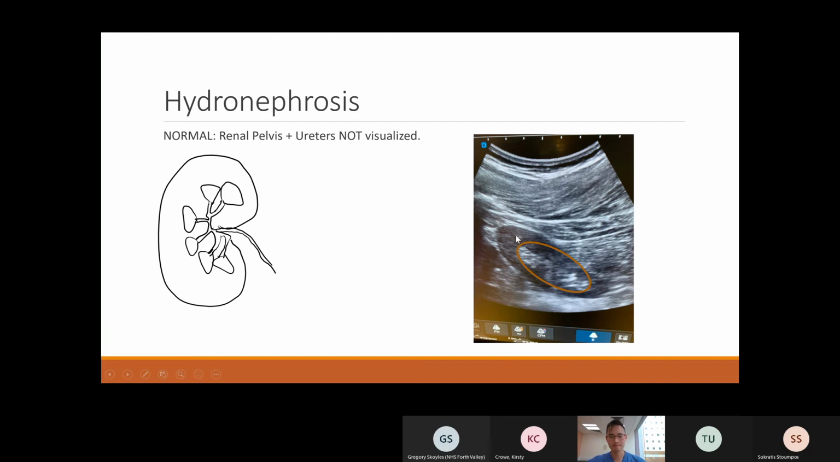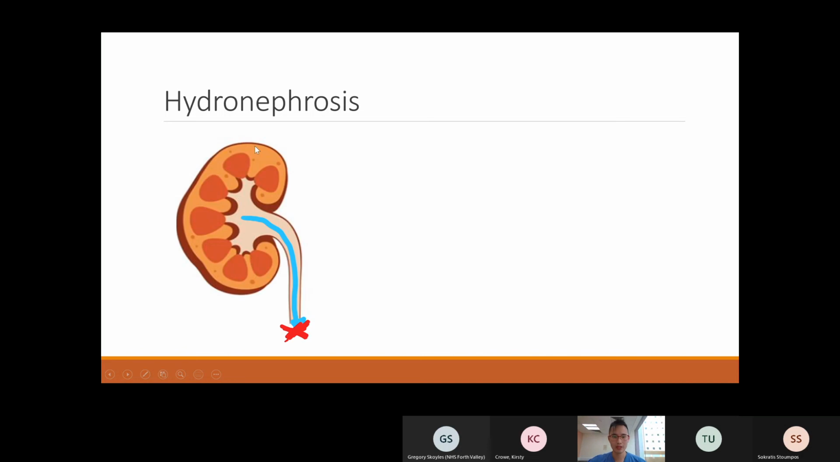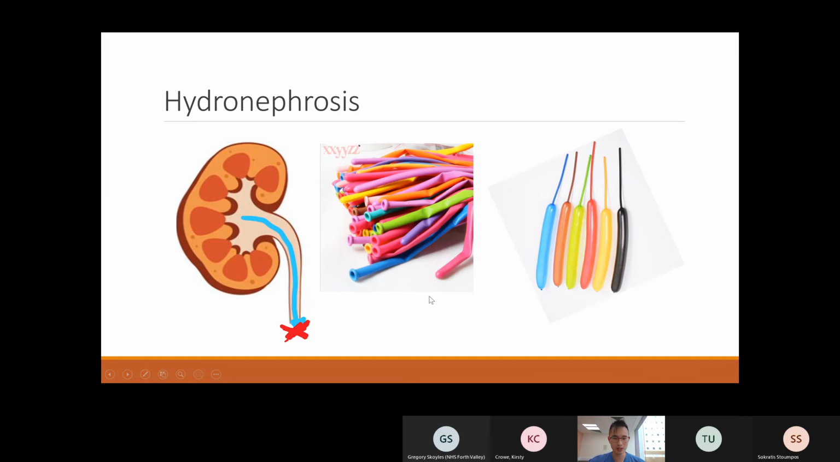Okay, so hydronephrosis, as I said before, the renal pelvis and ureters should not be visualized, and it should be collapsed. If you see any hint of ureter or the pelvis, that is immediately abnormal. Urine passes down from the cortex through the medulla into the minor calyx, major calyx, pelvis, into the bladder. So if there's an obstruction at the ureter level, fluid will collect first in the ureter and slowly start ballooning upwards towards the pelvis. I think we all know that.